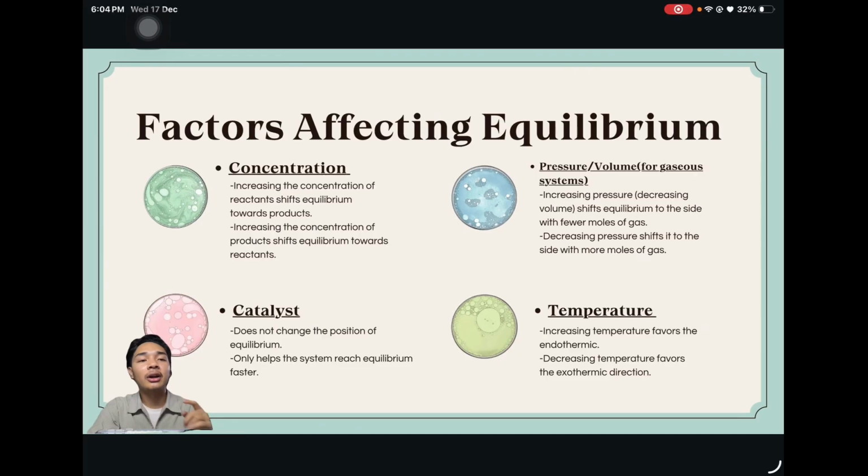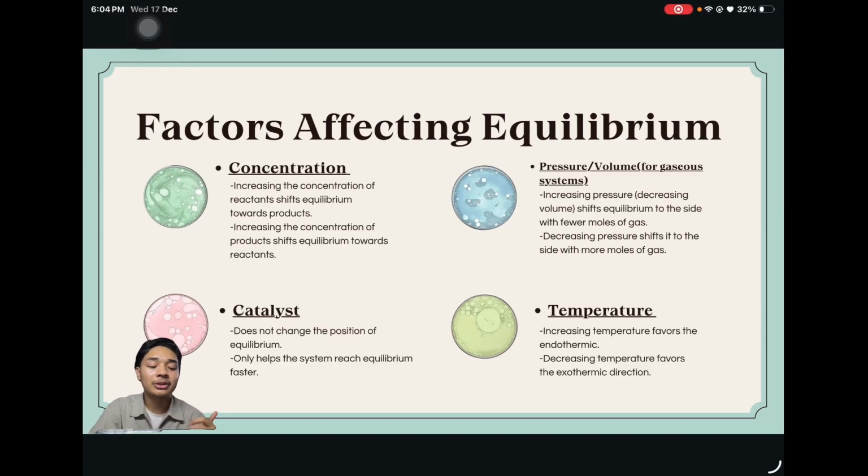And next, the factors affecting equilibrium. Number 1, concentration. Increasing the concentration of reactants shifts the equilibrium towards products. Increasing the concentration of products shifts the equilibrium towards the reactants. Next, a catalyst does not change the position of equilibrium. It only helps the system reach equilibrium faster. Next, pressure or volume. For gaseous systems, increasing pressure will decrease the volume, and decreasing pressure shifts the equilibrium to the side with more moles of gas.